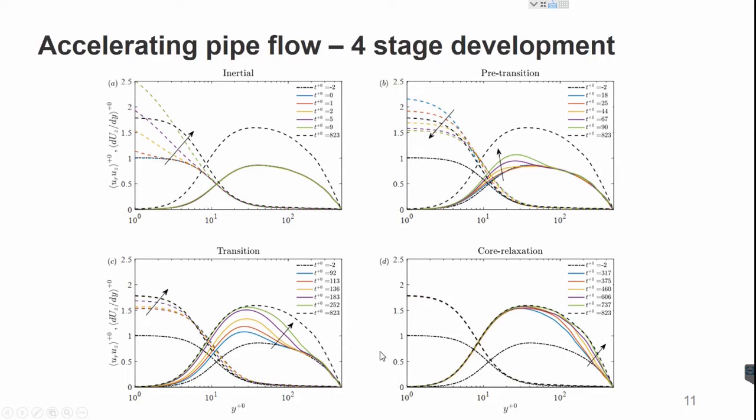Okay. And finally, we have the core relaxation stage, where we can see that the viscous stresses are nearly unchanged. Nothing happens in the viscous stresses, but the Reynolds shear stress is telling us that now turbulence at the core is responding, and turbulence at the near wall region is nearly unchanged.